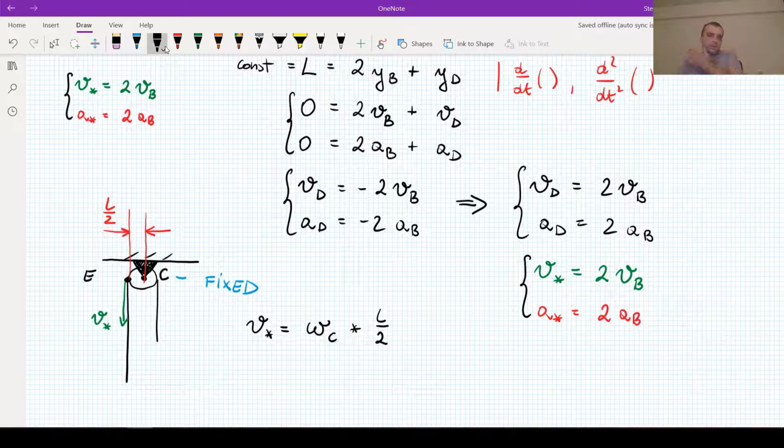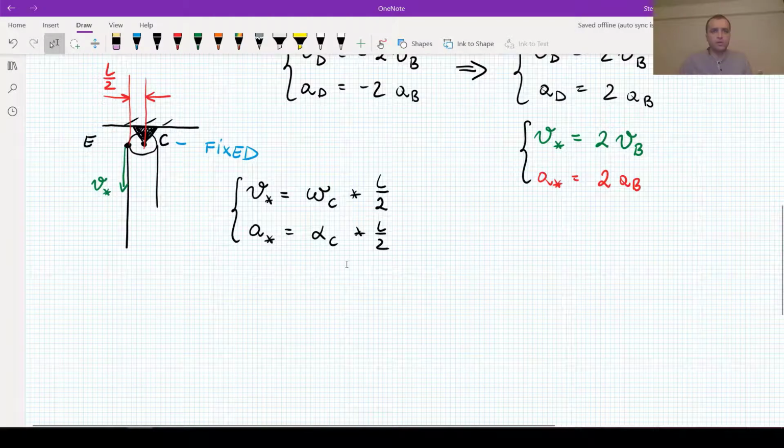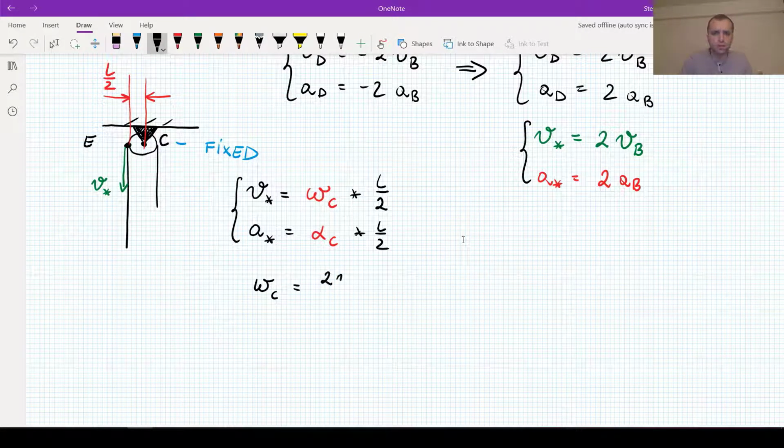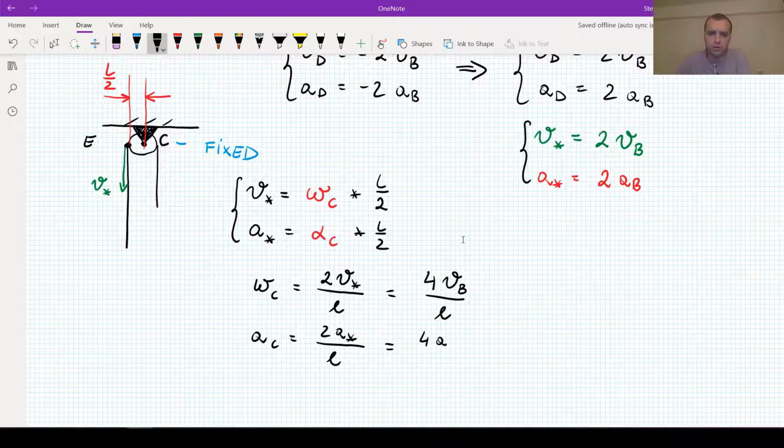We didn't talk about acceleration, but expression for acceleration will be very, very similar. So A star will also be equal to alpha C times L half. These are our unknowns. Let's solve for them. So omega C is equal to 2v star divided by L, and alpha C is equal to 2a star divided by L, but let's plug in here 2VB and 2AB, so it will be actually 4VB divided by L and 4AB divided by L.